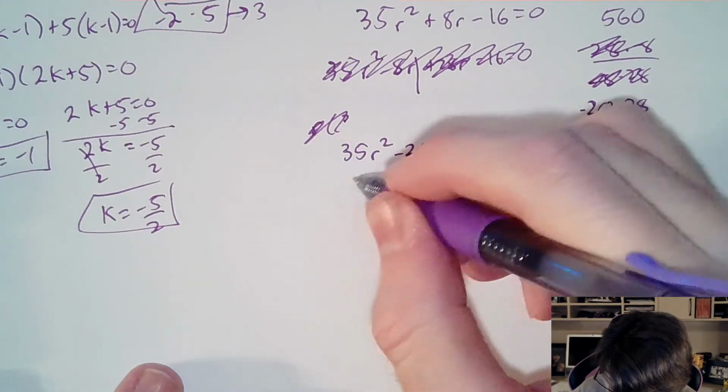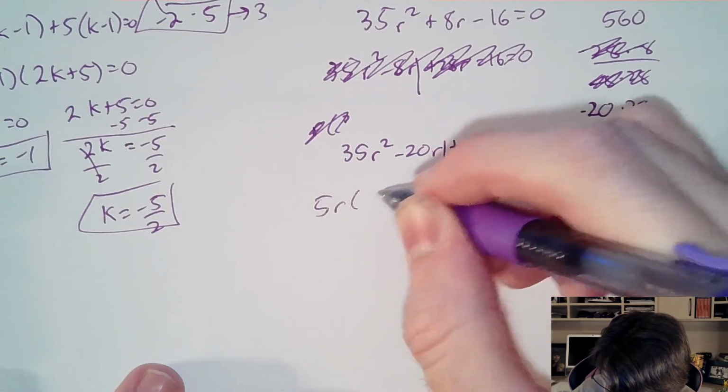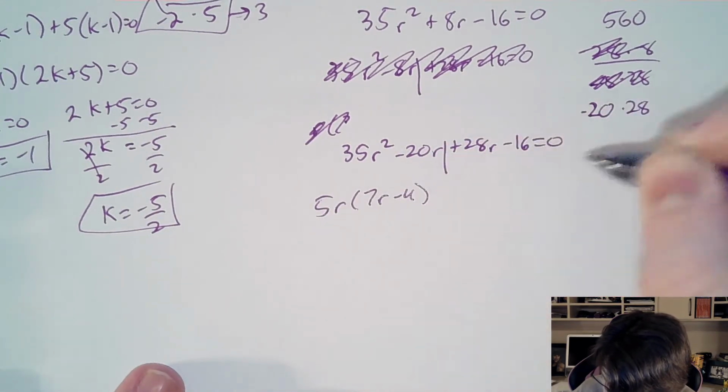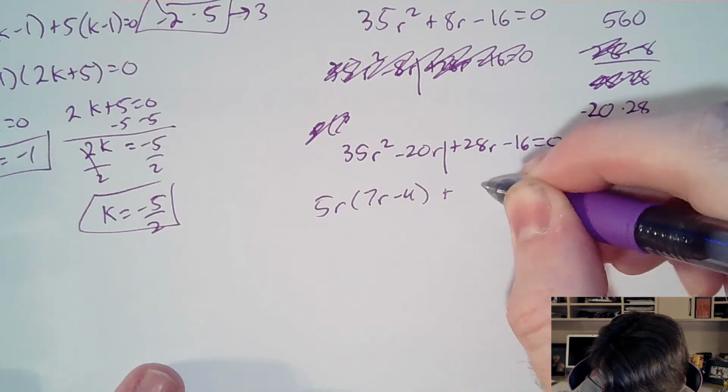So anyways, we divide by 5r here, we get 7r minus 4, and we divide by 4 here.